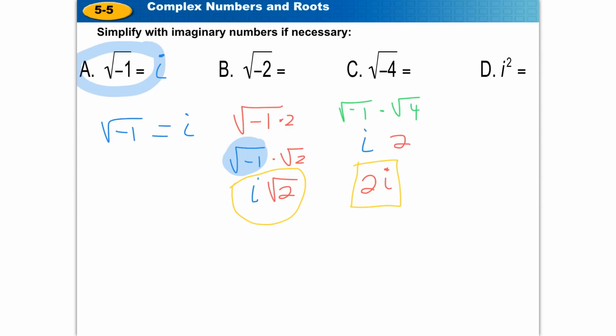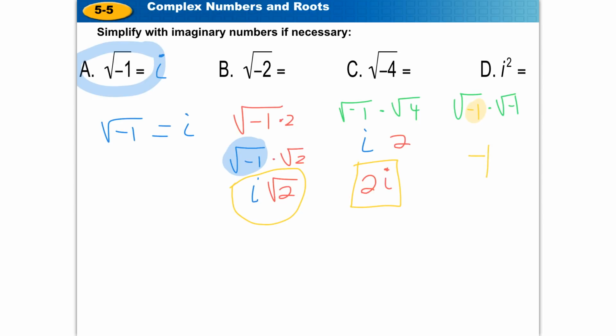Now we've got i squared. If you want to change this to the square root of negative 1 times the square root of negative 1, what is that? When you have a square root and you multiply it by itself, your answer is going to be whatever's under the square root. So in this case, the square root of negative 1 times the square root of negative 1 will be negative 1.